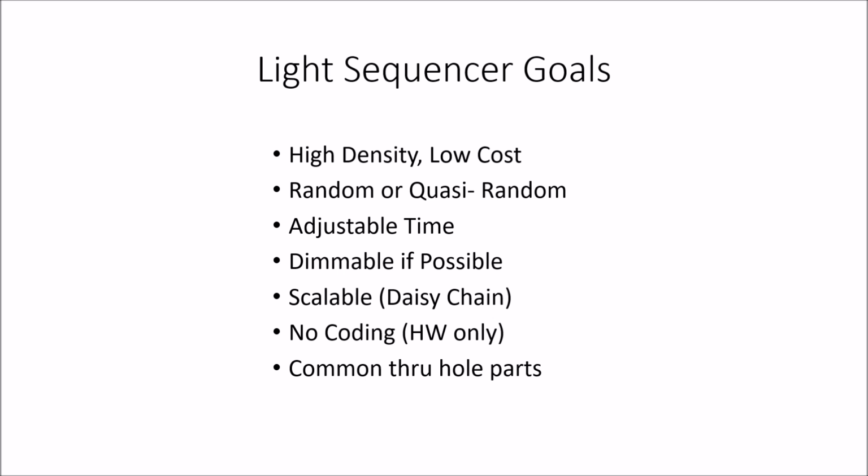Okay, so what are the light sequencer goals? First of all, I wanted something that was high density and low cost. I wanted something that was random or quasi-random, and by that I meant it has to look random in lighting, not necessarily strictly be random. I wanted it to be adjustable, dimmable, scalable, and I didn't want to deal with any coding in case I wanted to change the timing. I wanted a hardware-only solution. And lastly, I wanted common through-hole parts.